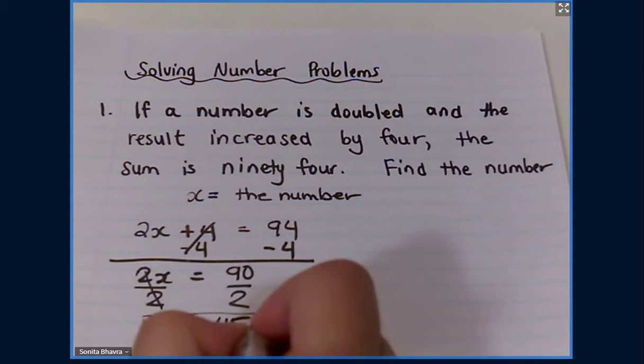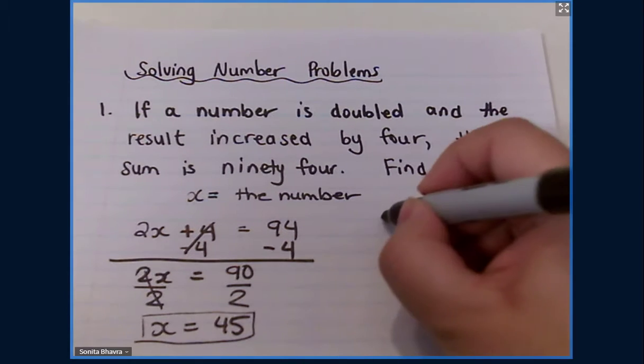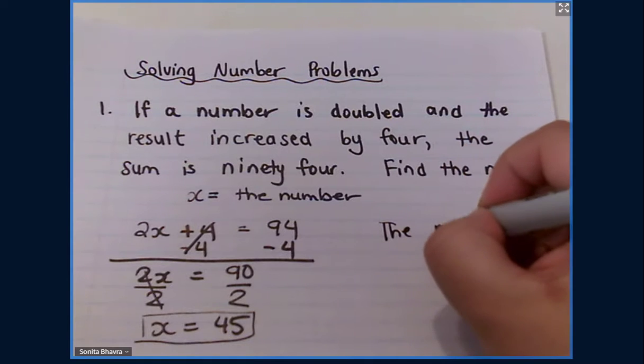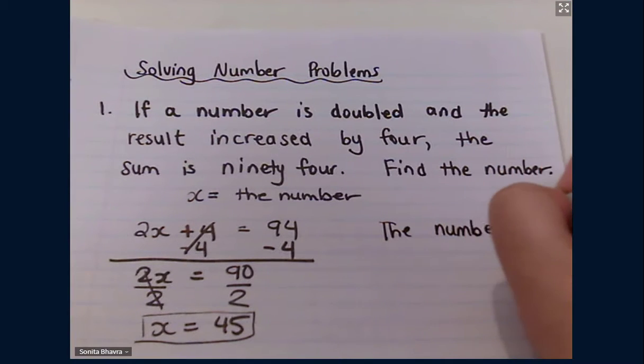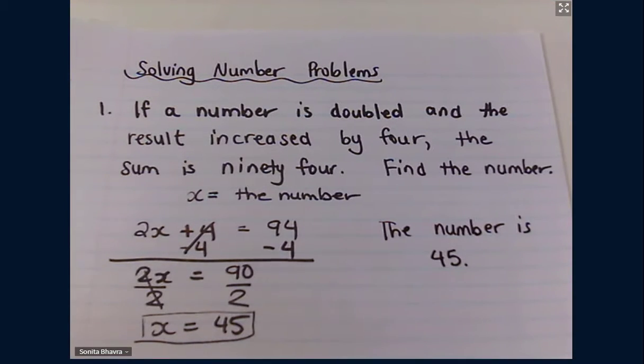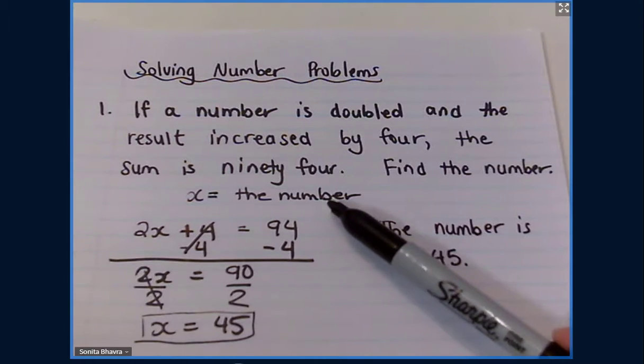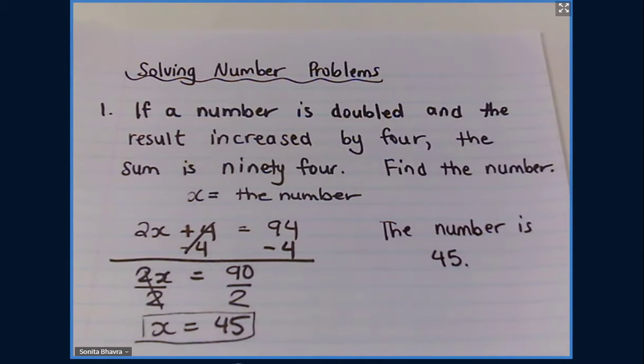Okay, and the last step, once we have solved the equation, is to write a final statement. So here, the question was find the number, and our statement will be the number is 45. Because we know x was equal to 45, and x represents the number, therefore the number is 45.